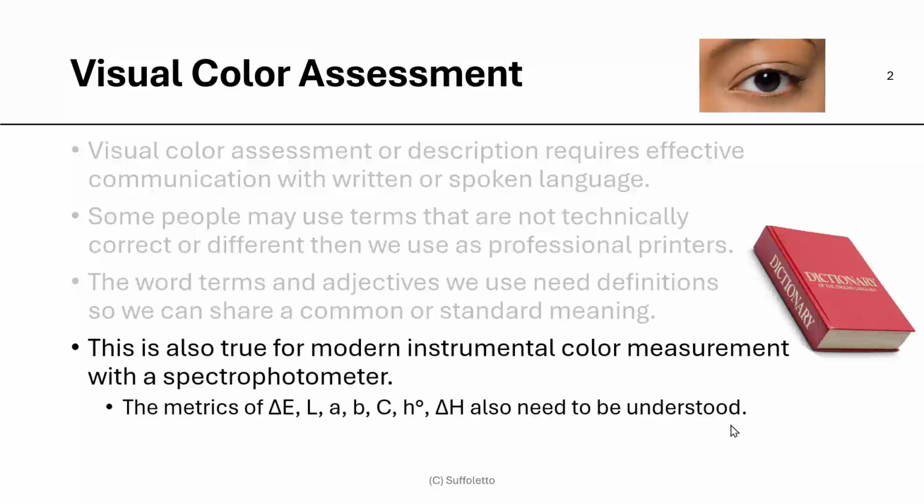This is also true for modern instrument color measurement with a spectrophotometer using colorimetry metrics of delta E, L star, A star, B star, C star, H angle, delta H.